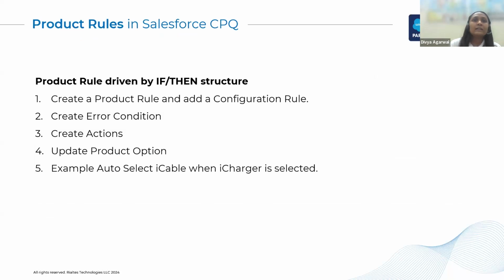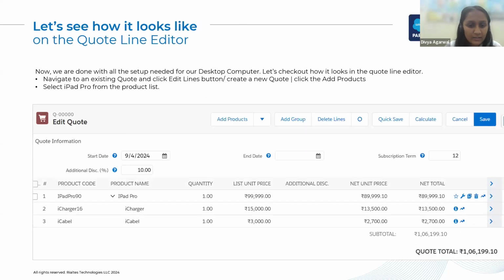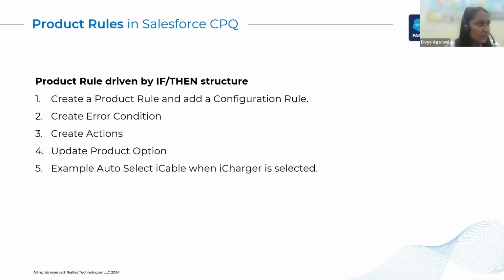A simple rule is this: in the previous slide I showed you I created two product options, iCharger and iCable. If I am selecting the charger, then automatically the cable should be selected. This can be a scenario of implementing the product rule. A product rule is driven by the if-then structure.